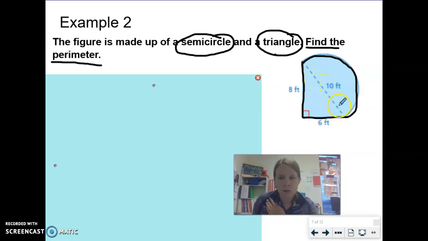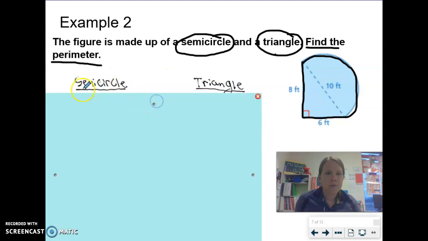This part doesn't get included into the rest of the equation because this is on the inside of your shape. Remember, perimeter is only on the outside, so you do not need to use this inside measurement to actually count up to your perimeter. This measurement, though, will be important to use when figuring out this semicircle. Okay. So again, in this one, I had already kind of set up the work. I'm going to go through and explain how I did this work.